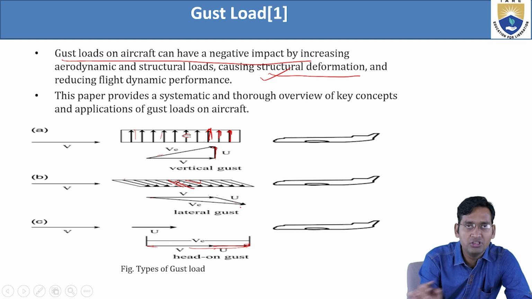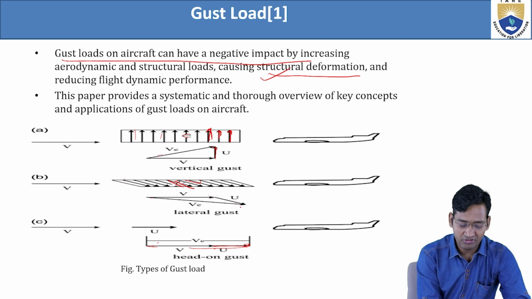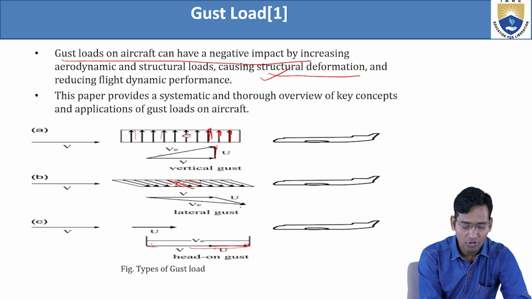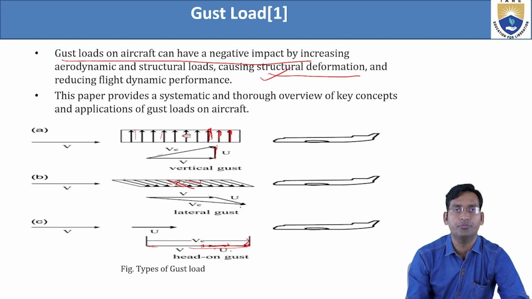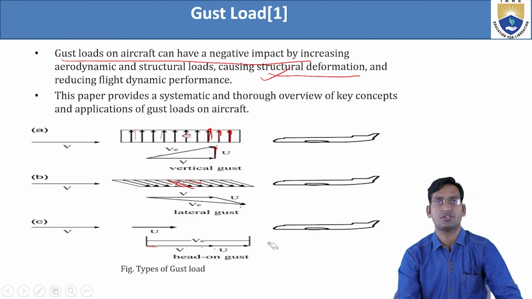Right, now the third one is what? Head on gust. So in this case, what happened? Just see, from V to VE the direction is there. So from here this is V, and from somewhere here U also started, and it's heading towards VE. So that type of gust load is called head on gust. Clear?